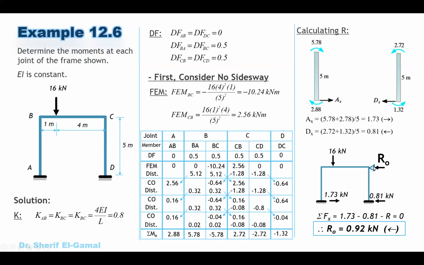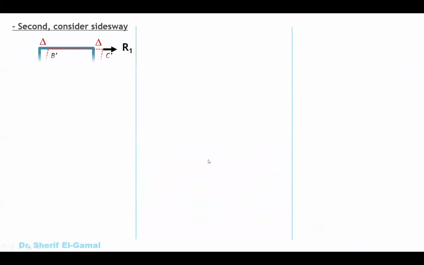So based on this direction, we can assume now the sway. If this is going to the left side, the sway should be going to the right side. And now we are ready to go to the second step, which is the sway step. Let's see here together how to do the sway.